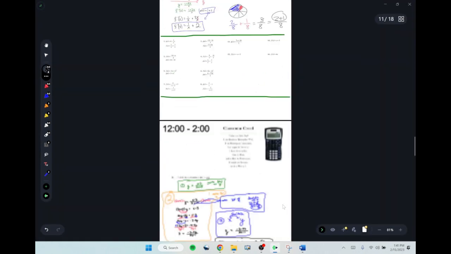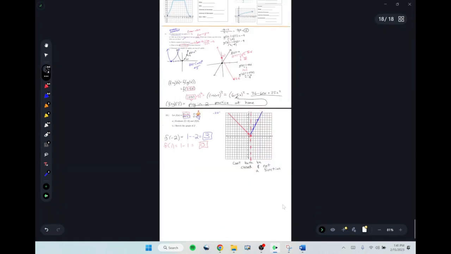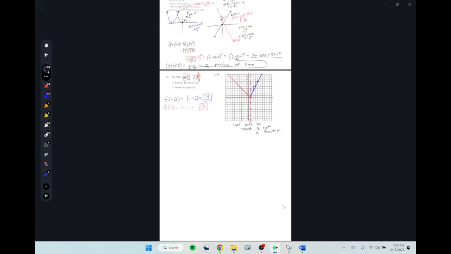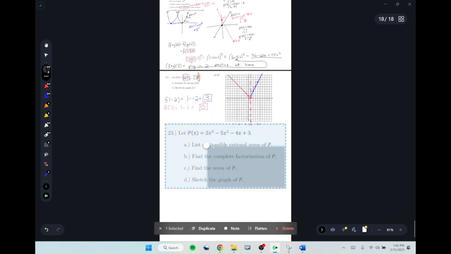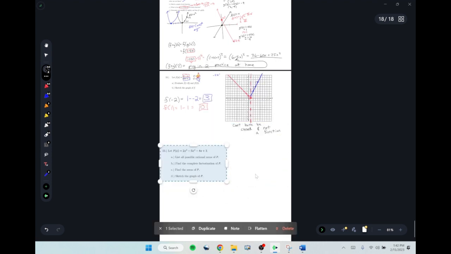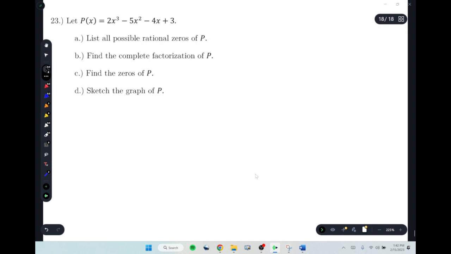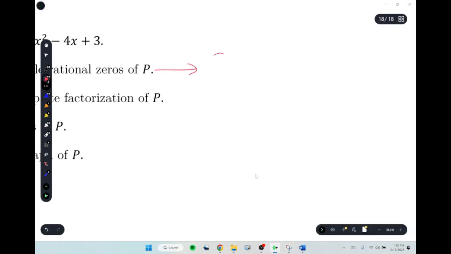It's so short. We could do it in 2. At least part A is super short, right? Probably should be super short because it's just listing out the TC over LC. So what's your TC? 3, 100%. What's your LC? 2. So what's your possible rational zeros? It would be whatever 3 over 2 yields. What does 3 over 2 yield?